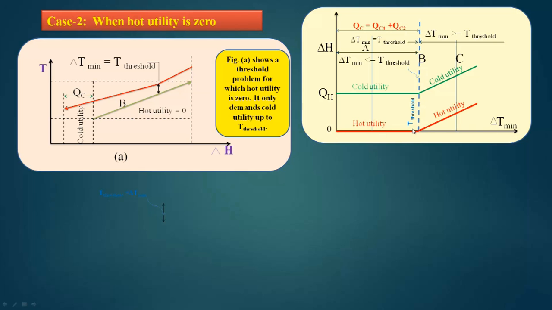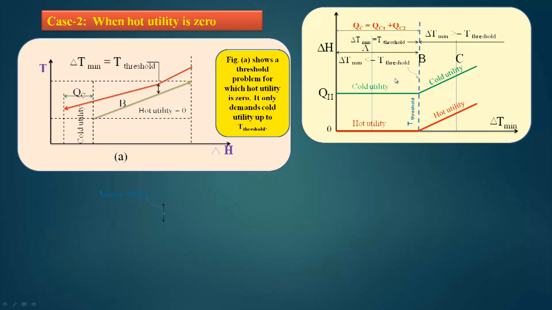Up to this point, where delta T minimum is equal to T threshold, the requirement of hot utility is 0, whereas the requirement of cold utility is there. This would be QC, and QC is equal to QC1 plus QC2. After this T threshold, there will be a demand of cold utility as well as hot utility. So, if delta T minimum is less than T threshold, we are in this zone, and when delta T minimum is greater than T threshold, we are in this zone.